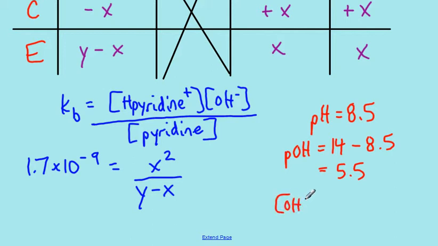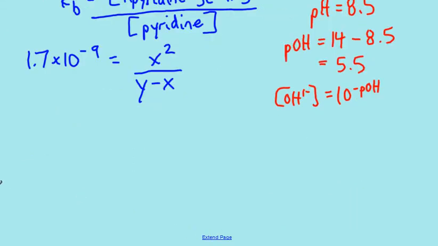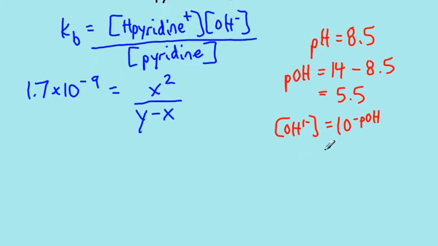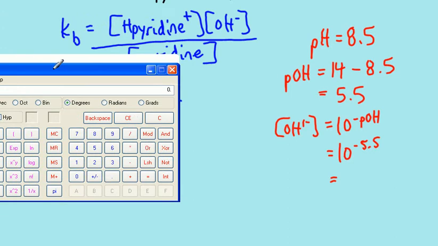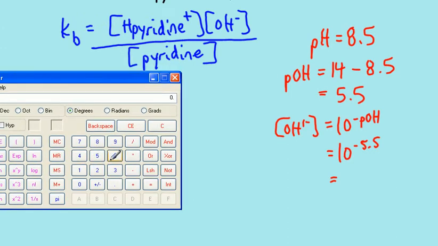So the concentration of hydroxide is 10 to the minus pOH. That's our inverse log function. So 10 to the negative 5.5. We'll have to figure out what that is, and then we'll be able to sub that x value into the equation and solve for y, which is what we're looking for. Actually, math-wise, it's not too bad of a question, but you have to know how to get what you need from the given information.